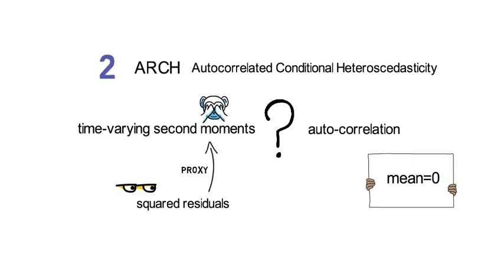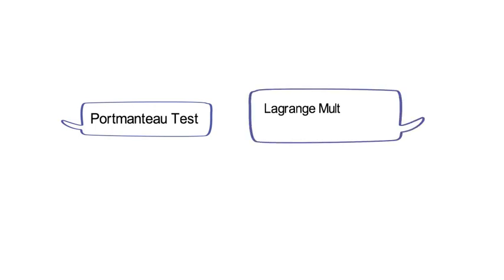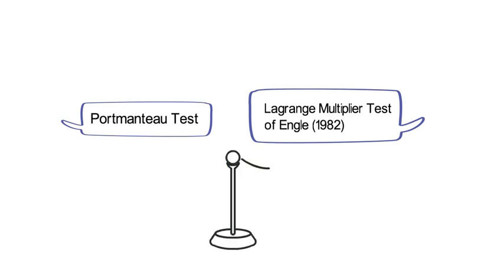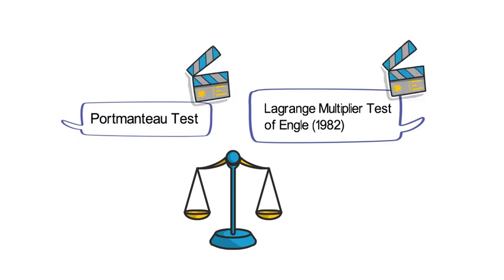Now there are two prominent tests for detecting ARCH effects in residuals. These are the Portmanteau test and the Lagrange multiplier test of Engle 1982. Both tests are equally reliable and work similarly. You can basically choose one of these two or run both. I will have a video on each of these tests.